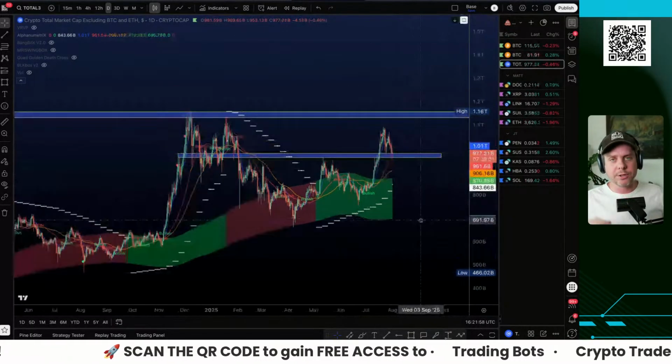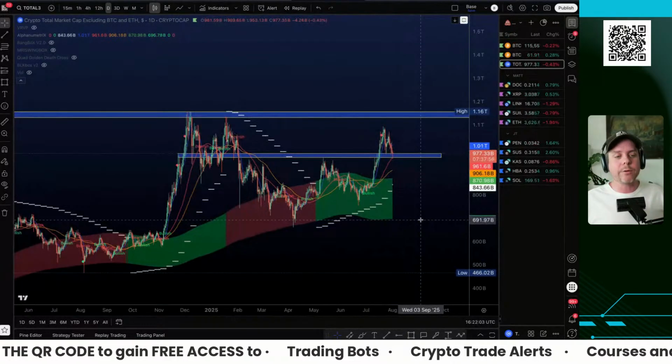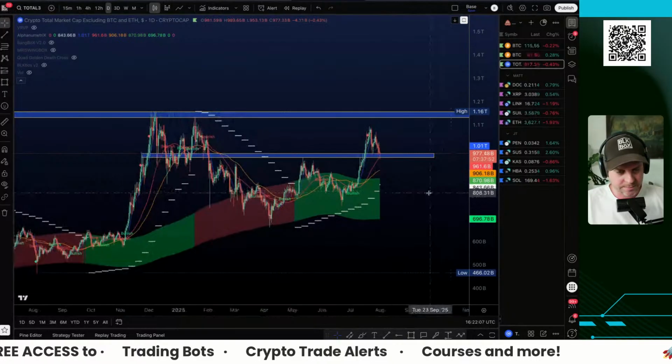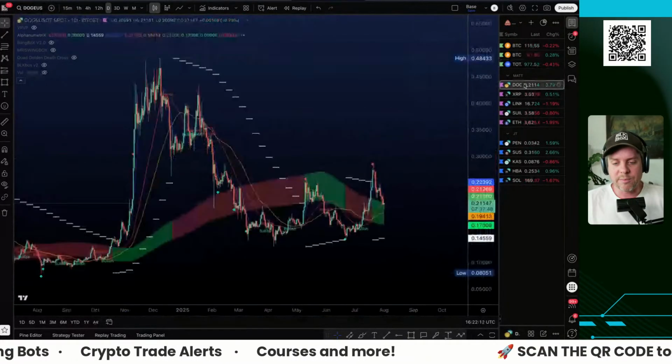Bitcoin dominance is measuring that relationship between altcoins and Bitcoin. Total is measuring that relationship with altcoins and the dollar. So that's why you could see a divergence there. So not bad, looking good, looking good. Let's take a look at some of Matt's picks.